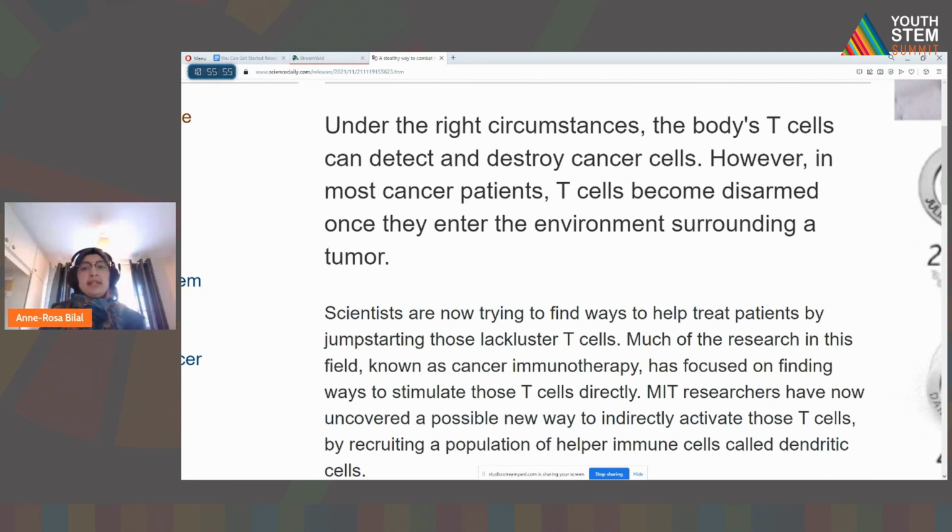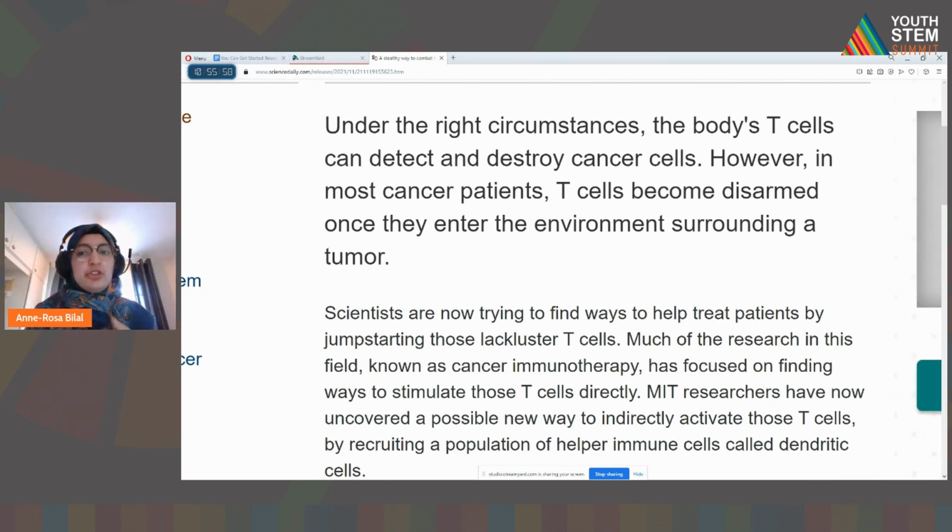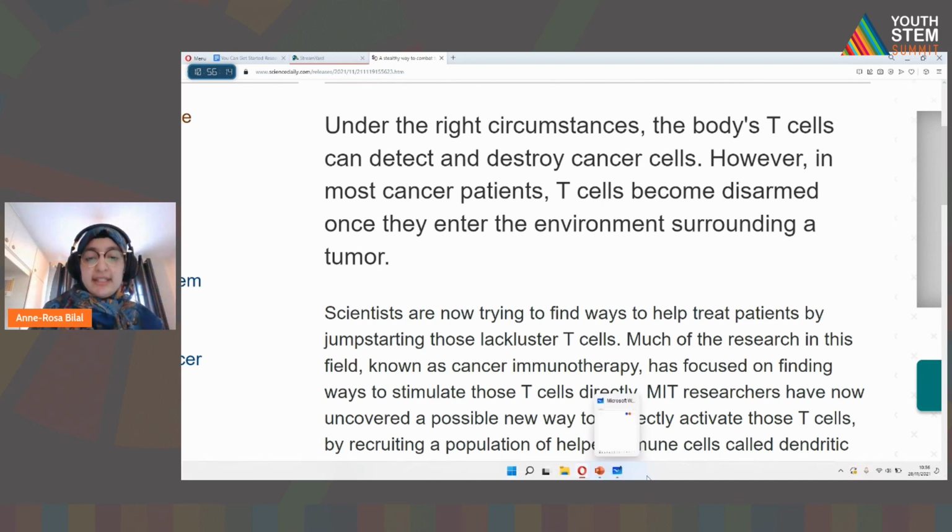Okay, so right now what we know is that this is going to be about tumors. We know that this is going to be about T cells. But what are T cells? What are cancer cells? What are tumors? What right circumstances? These are all questions that jump out to me. Maybe it jumps out to you as well. So what we should do is write these questions down.